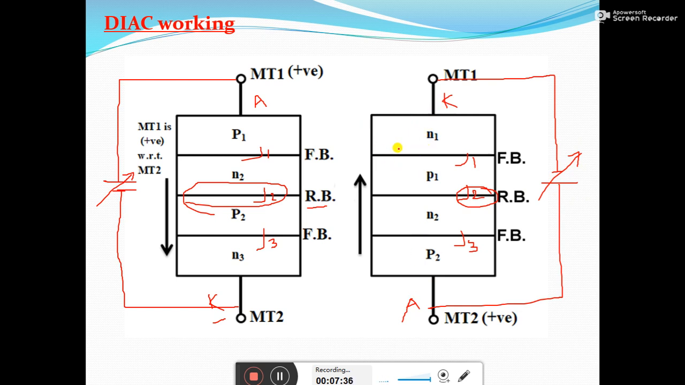So in brief, I can say irrespective of whether you make MT1 positive with respect to MT2 or MT2 is made positive with respect to MT1, always there is a current that is going to result. Only the thing is, here the current is flowing from MT1 to MT2 and here the current is flowing from MT2 to MT1. So that's why it is a bilateral triggered device or diode.